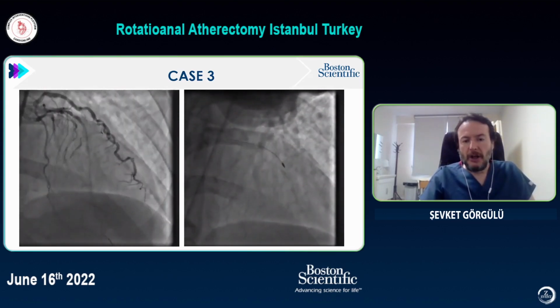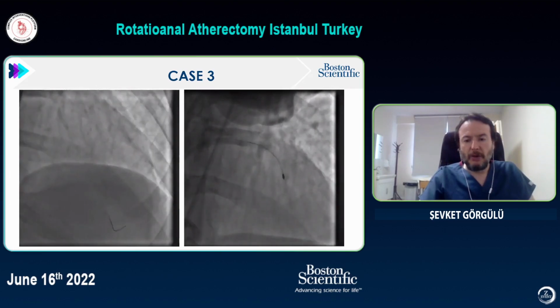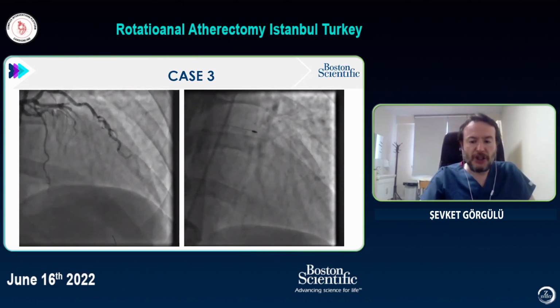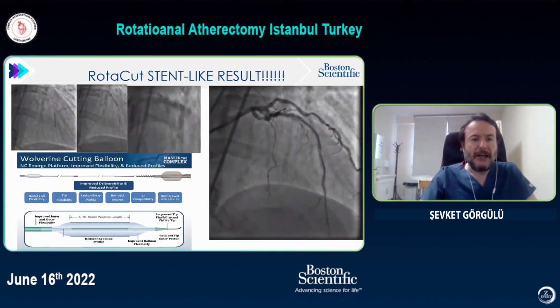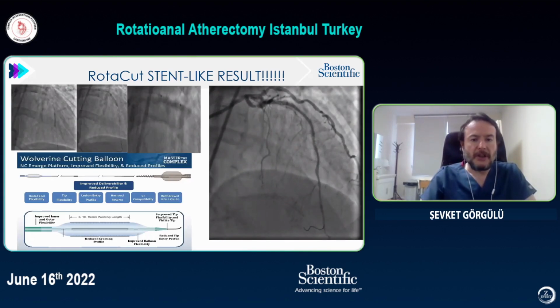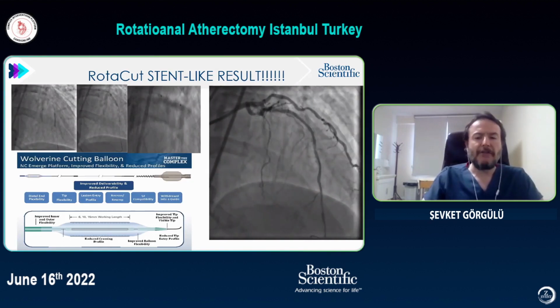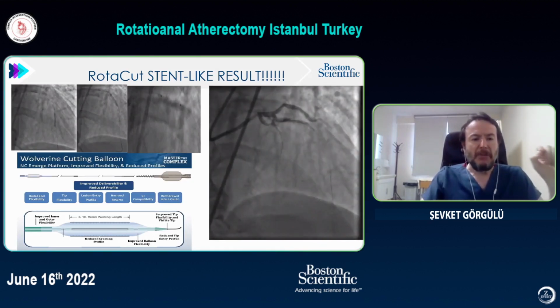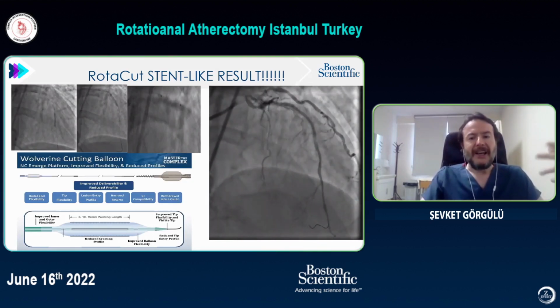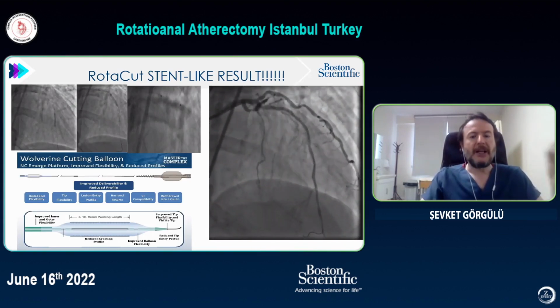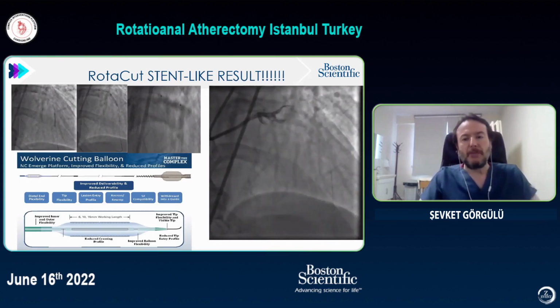If we cross the distal part of the lesion and do the polishing in the end, then comes the cutting balloon. This was a Wolverine cutting balloon, 2.5 by 15 millimeter. We began again from the distal part, then in the middle part, then in the proximal part.